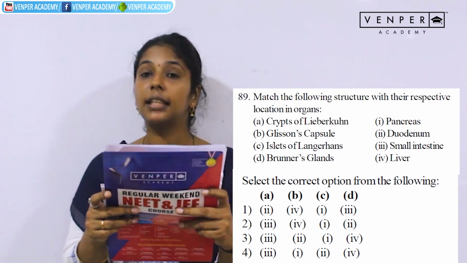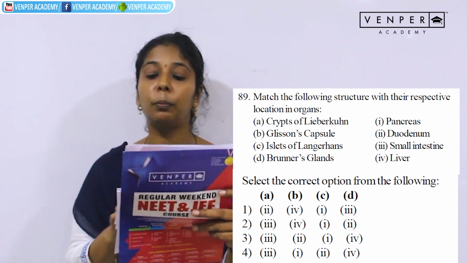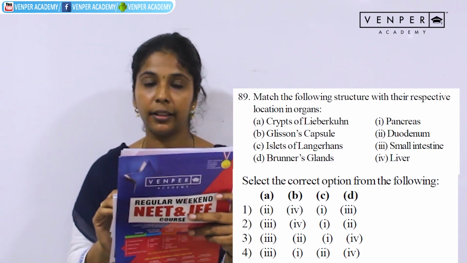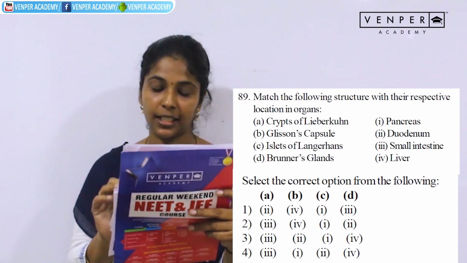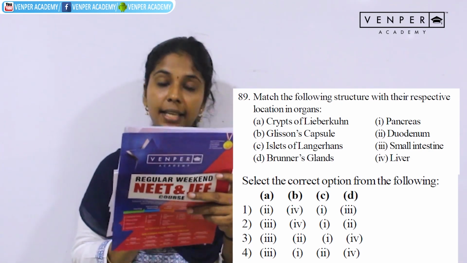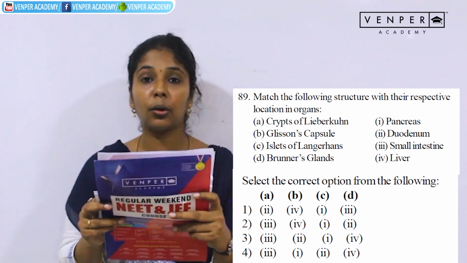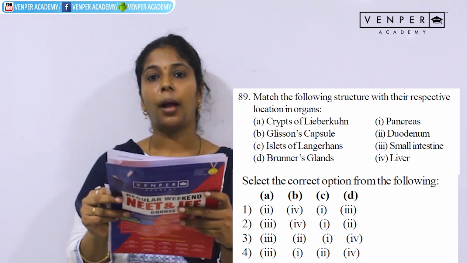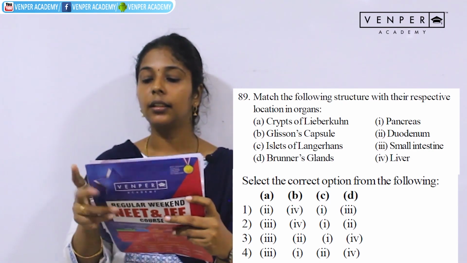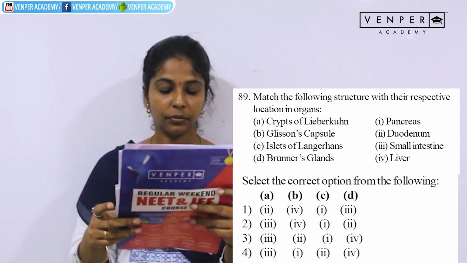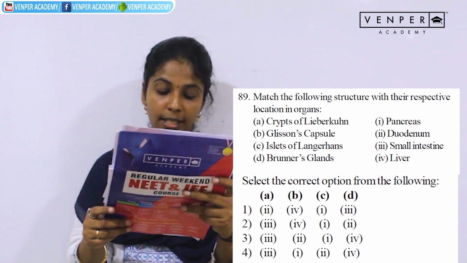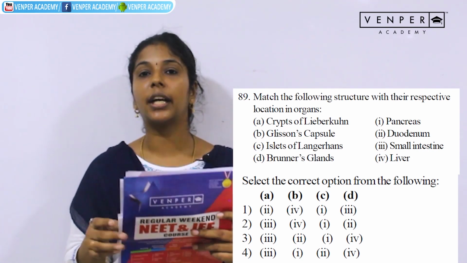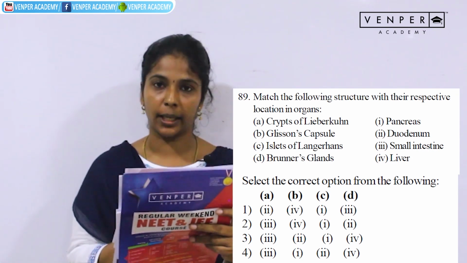Glisson's capsule, it is a thin connective tissue which covers the lobules of liver and which is a characteristic feature of a mammalian liver. So, Glisson's capsule is present in liver. Third, islets of Langerhans, it is an endocrine part of pancreas which contains alpha, beta, pancreatic polypeptide and somatostatin cells. Brunner's glands, it is present in the duodenum at submucosal region which secrete mucus and very few enzymes.